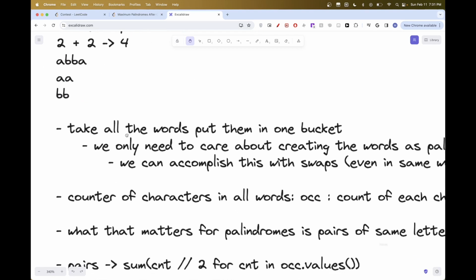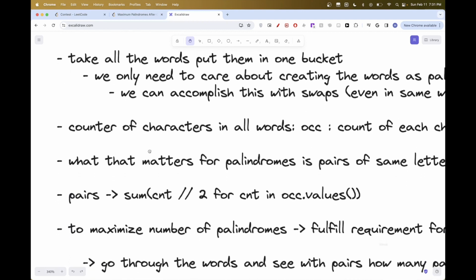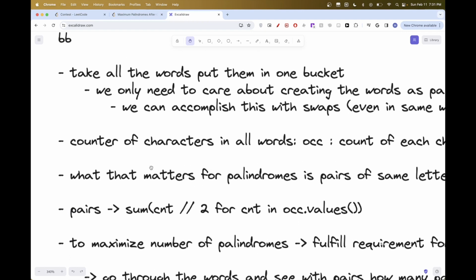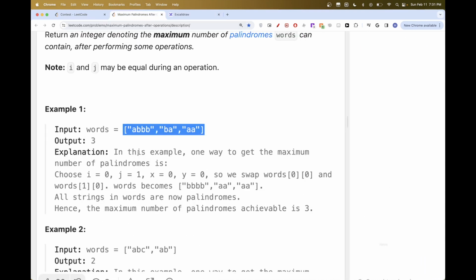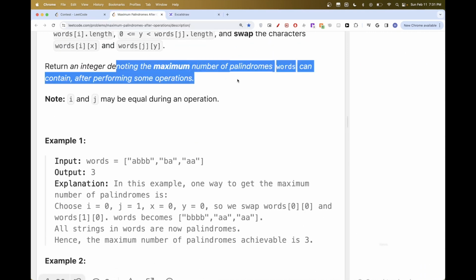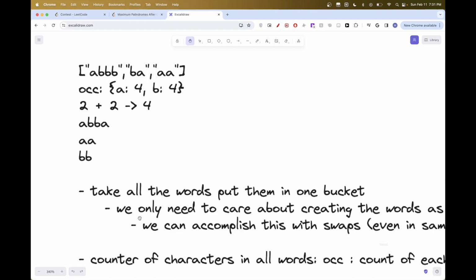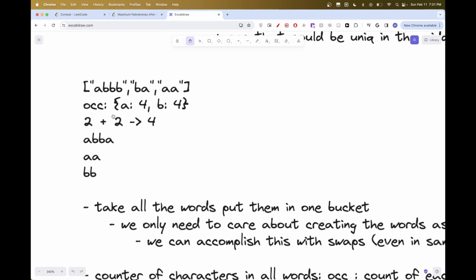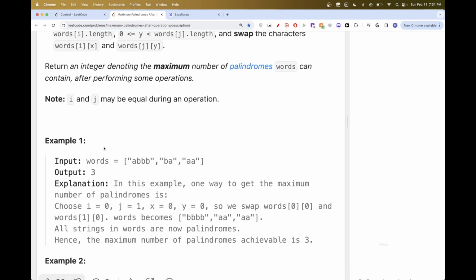Okay, so now let's go back to here. To maximize the number of palindromes, which is the goal of the problem, if we go back to it, obviously, regardless of the number of pairs we have, we would have more chance of getting a palindrome of a string of length 2 than a string of length 4. Because this one will need only 1 pair, this one will need 2 pairs. And so it's easier for us to make a smaller length. This is just intuitive, right?